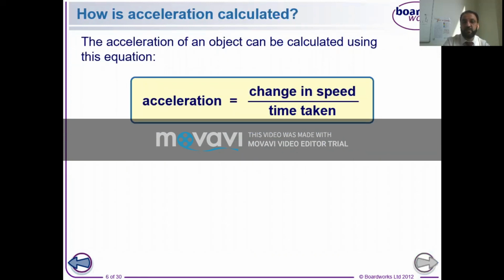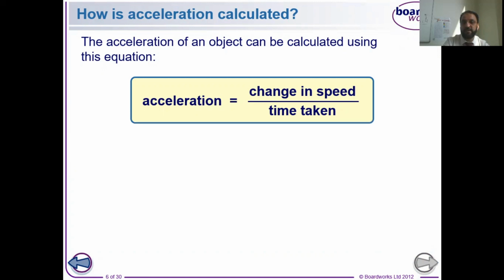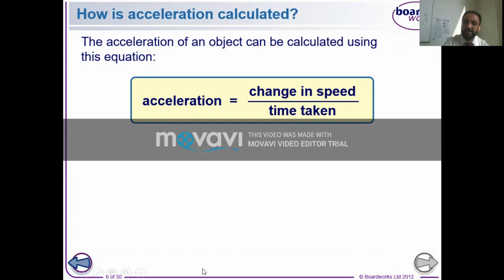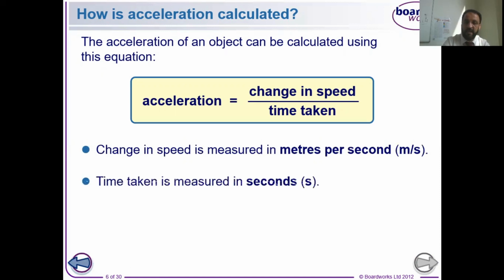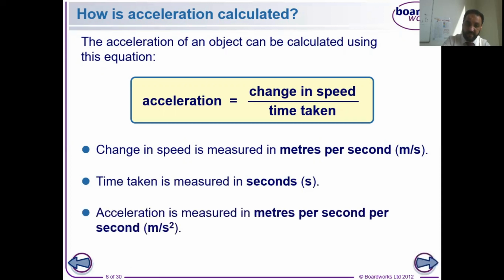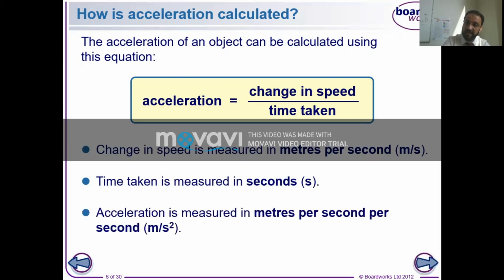Now how can we calculate the acceleration? As I told you, acceleration is basically change in speed with time, or you can say the rate of change of velocity is known as acceleration. So mathematically we can write acceleration is equal to change in speed divided by time. Speed is measured in meters per second and time is measured in seconds. So acceleration is measured in meters per second squared. So the unit of acceleration is meter per second squared.